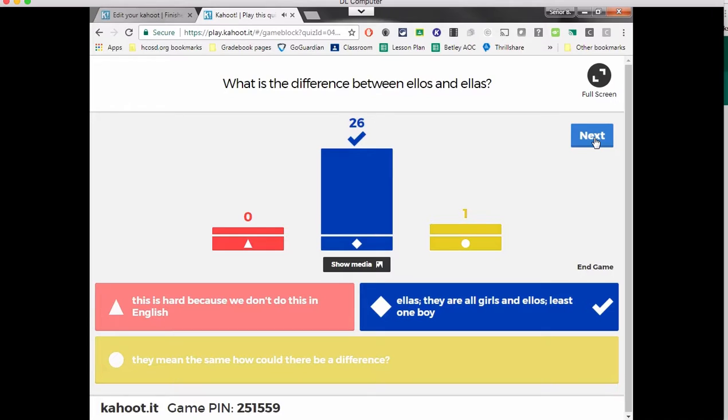If they are all girls, if they are all feminine, ellas. If there is at least one masculine noun in that group, ellos. That's the way it works.